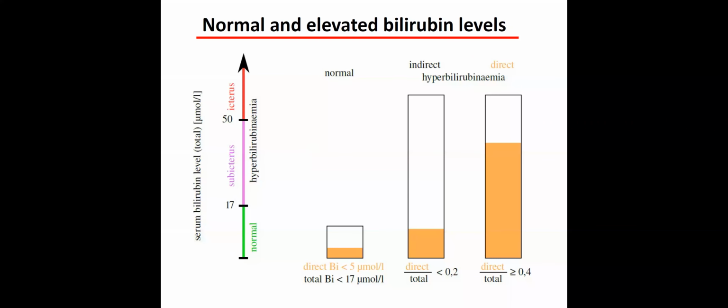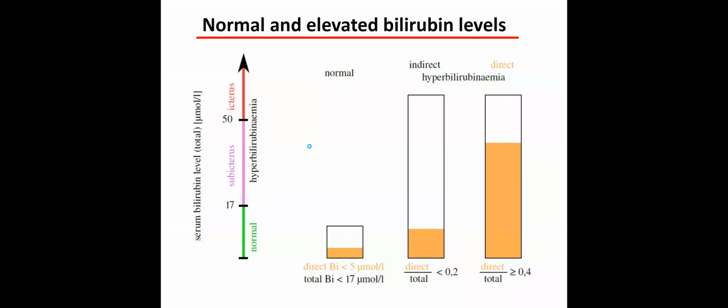Now, based on the bilirubin levels, the unconjugated and conjugated level, we do have different types of hyperbilirubinemias. First of all, let's mention the bilirubin level. The normal bilirubin level is very low, less than 17 micromole per liter. So it's a very, very low amount and mostly unconjugated, or lipid-soluble.